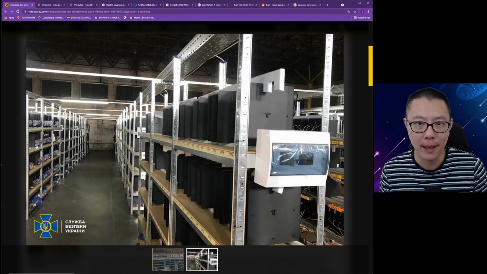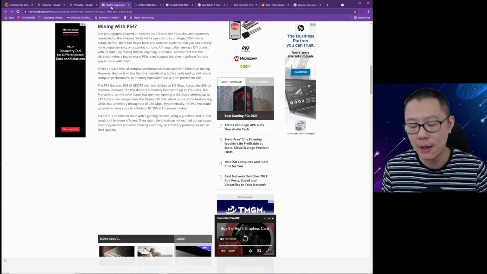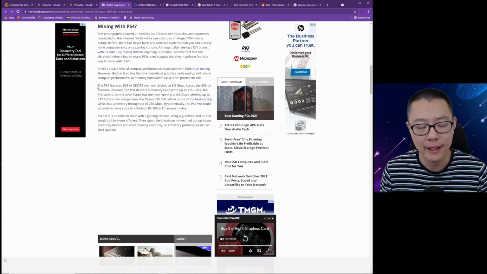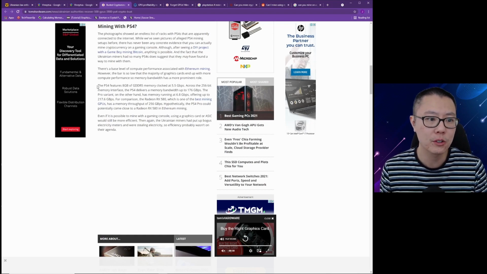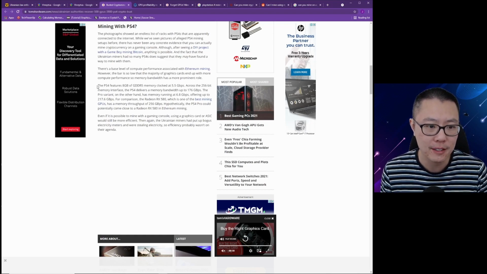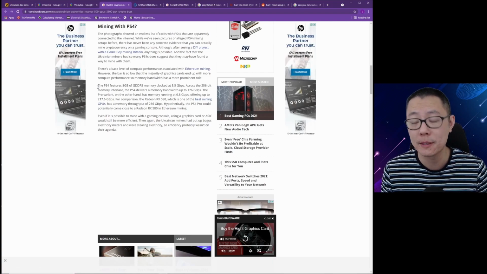And then you're able to get past the security. Let me go to this Tom's Hardware article about the same thing. But I just wanted to highlight this point here. It says, the PS4 features 8 gigabytes of GDDR5 memory clocked at 5.5 gigabits per second. Across the 256-bit memory interface, the PS4 delivers a memory bandwidth up to 176 gigabytes per second.